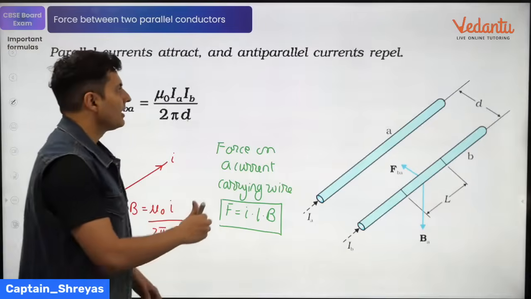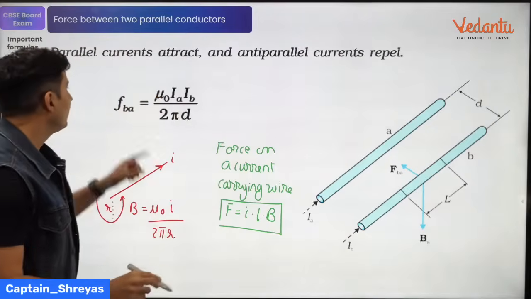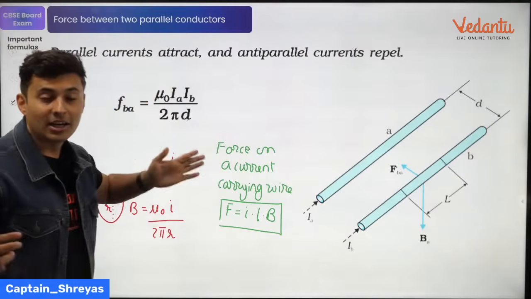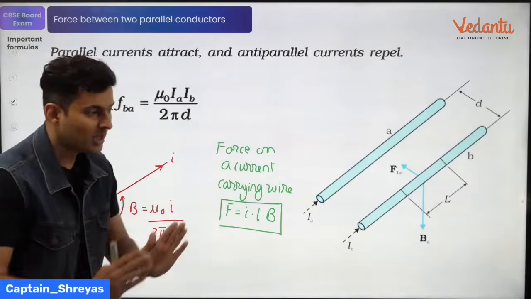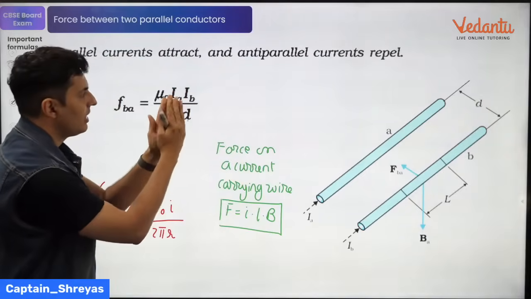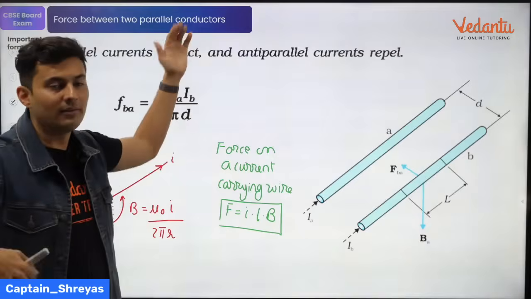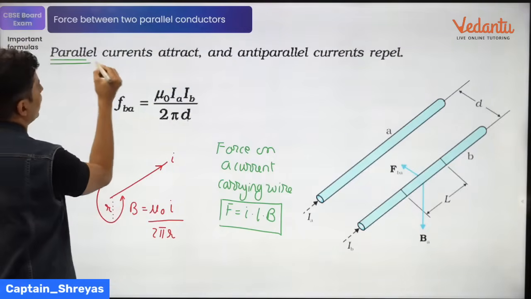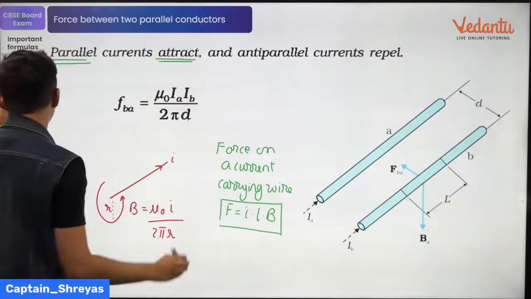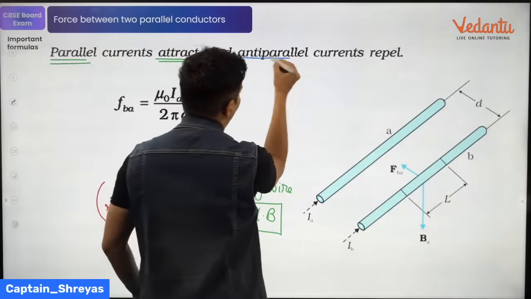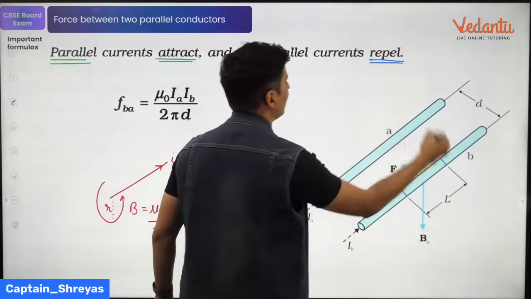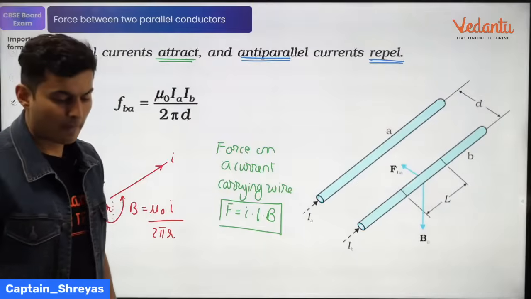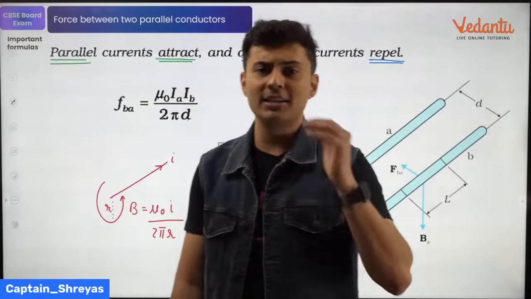Now it so happens if they are in the same direction, then the currents will attract. If they are opposite, then they will repel. So this is very, very important. If they are parallel, then they attract. But if they are anti-parallel, then they will repel each other. Okay, it's exactly opposite to charges.